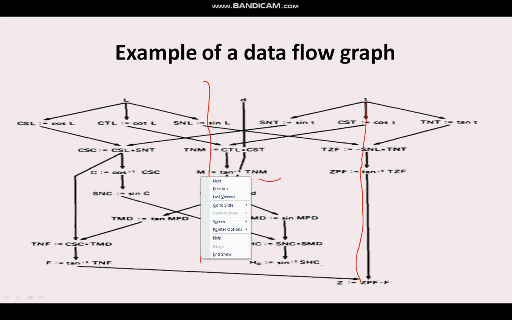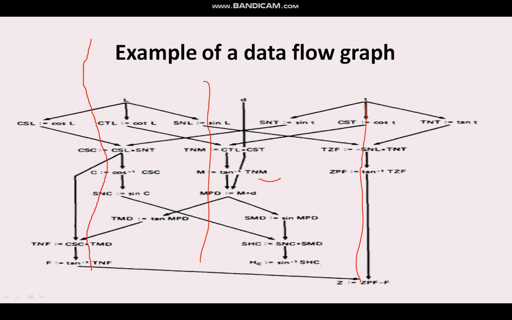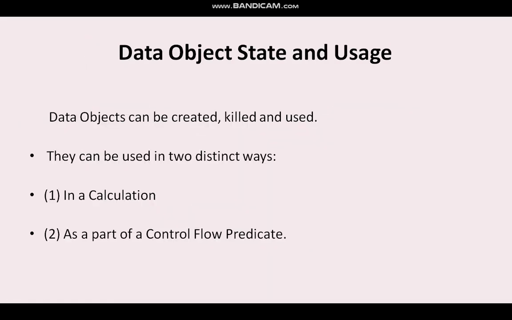D is there, how it is working, and similarly here L is there, how it is forwarding from the initial state to the end state. So like this we can represent multiple data objects in one single data flow graph, their entire lifetime execution. Okay, so now we are going to see what a data object state and usage is.